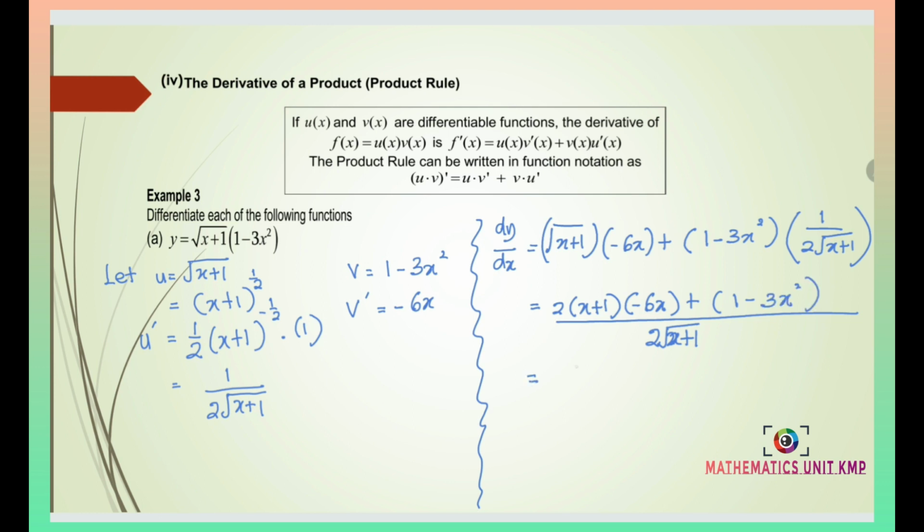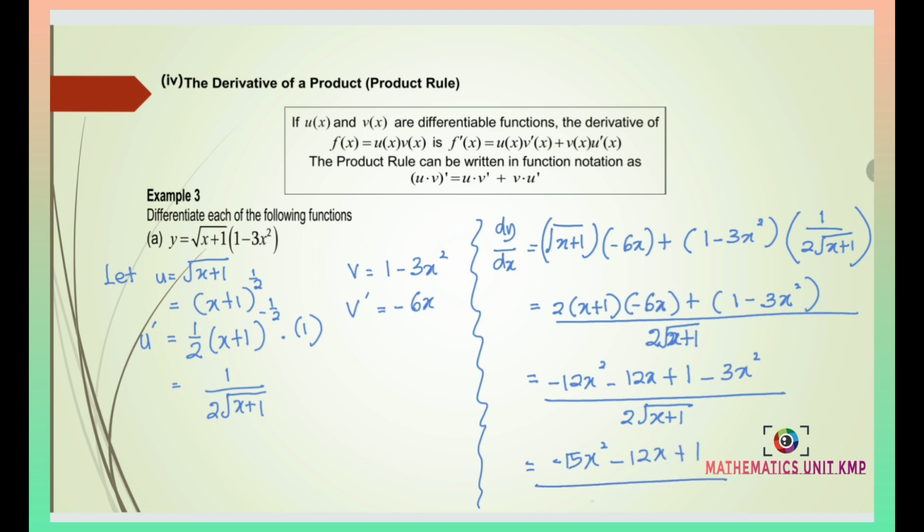Then we simplify the numerator, we get 12x squared minus 12x plus 1 minus 3x, and the denominator is still 2 square root of x plus 1. After that, we simplify, we get negative 15x squared minus 12x plus 1 over 2 square root of x plus 1. This is the final answer.